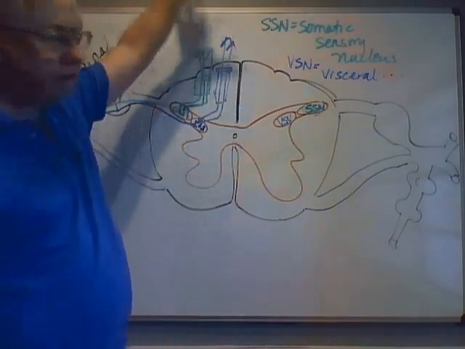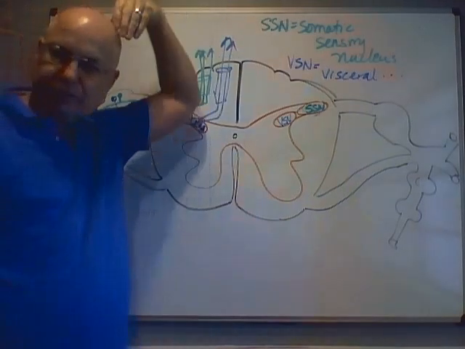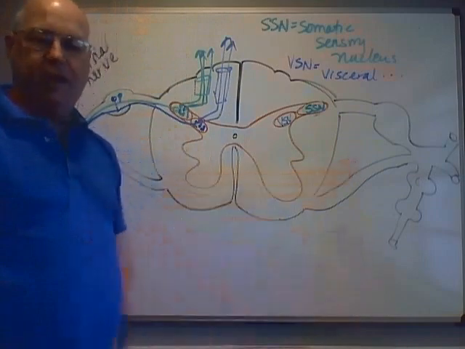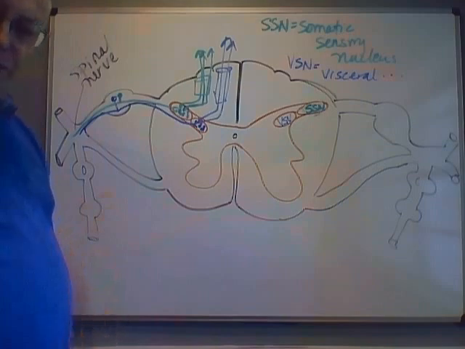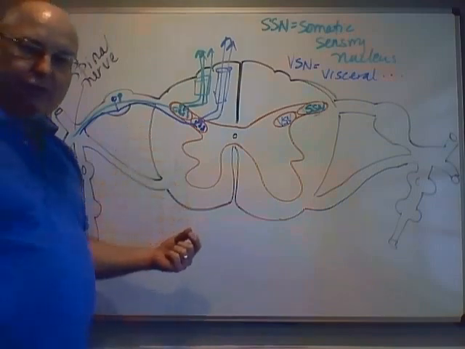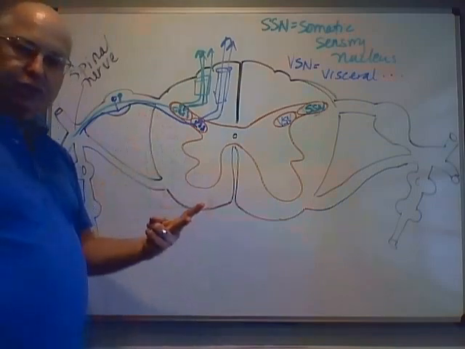Now, we're going to have some motor commands that have to come down from our brain. When we take these sensations up to the brain and the brain interprets them, we have to have motor commands come down and out of the spinal cord. And it turns out we have two motor nuclei. We have a somatic motor nucleus and a visceral motor nucleus.